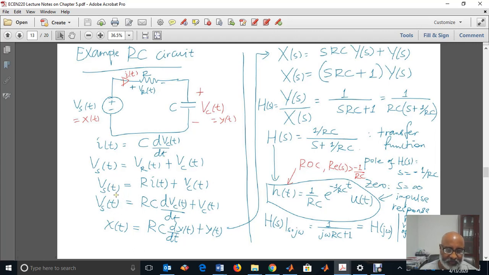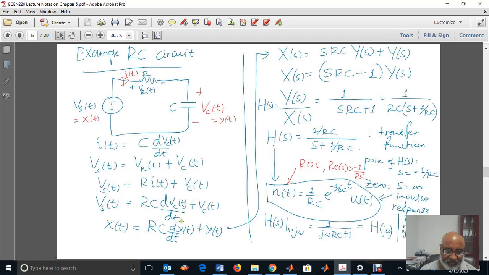Therefore, Vs of t is R times I of t plus Vc of t. Vs of t is equal to R times C dVc by dt. We substitute for I of t, C dVc by dt plus Vc of t. So Vc of t, we denote as y of t, and Vs of t, we denote as x of t. So we have x of t is equal to RC times dy by dt plus y of t.